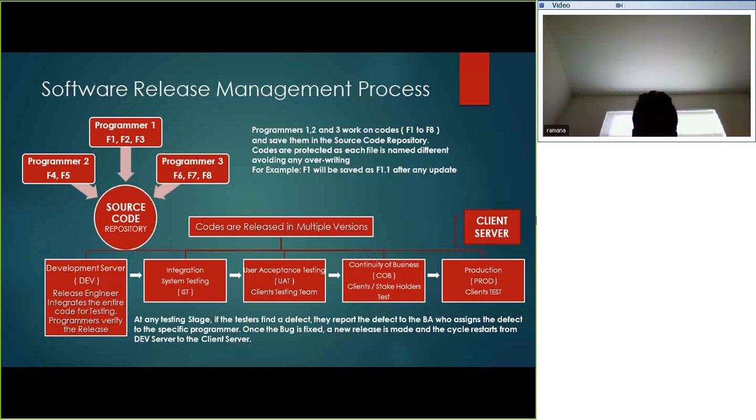So again, if the clients start reporting issues, all the issues will be reported to the BA. The BA will again communicate to the technology. Again, this whole process continues. So this is all about the software release management. And again, they may have multiple dev servers, multiple IST servers, because they have so many releases going on. So they may have multiple servers also.